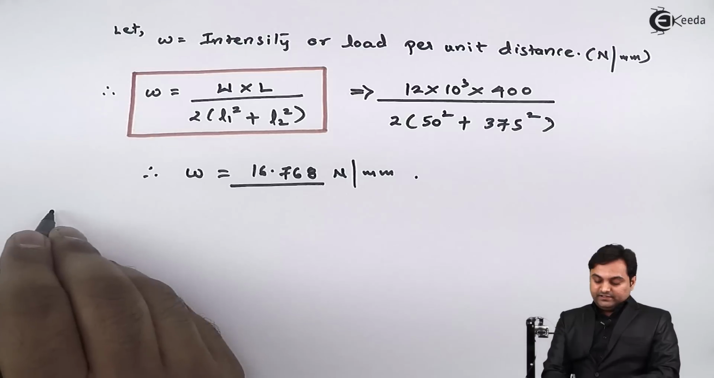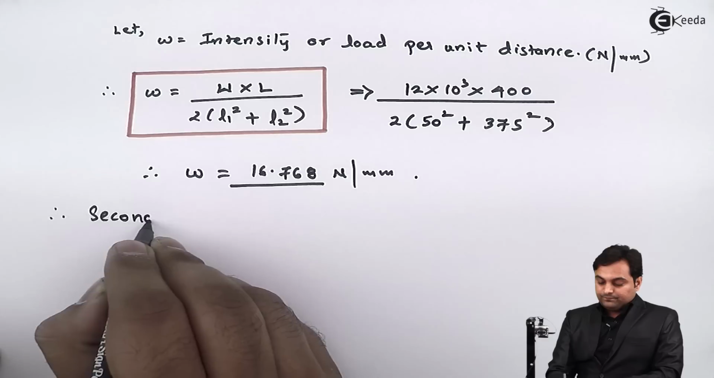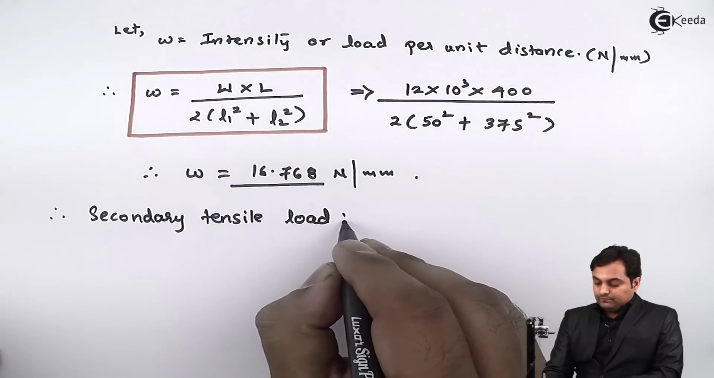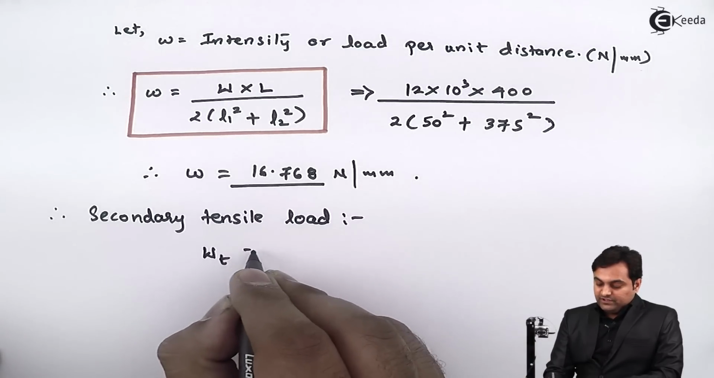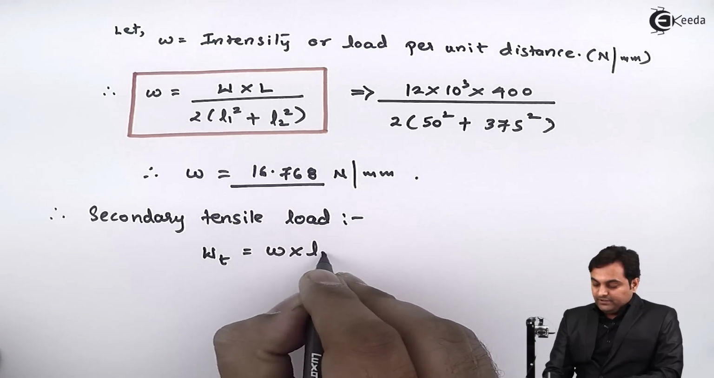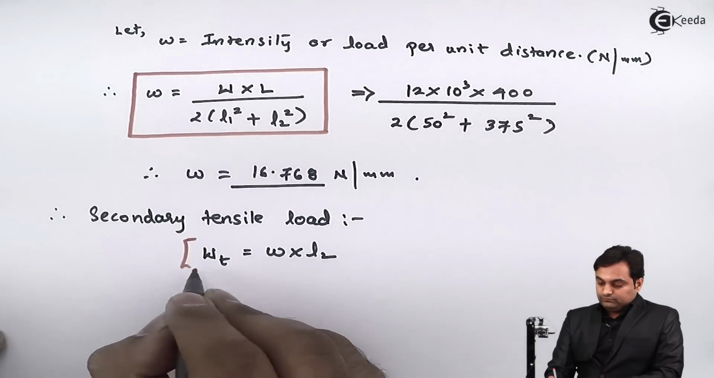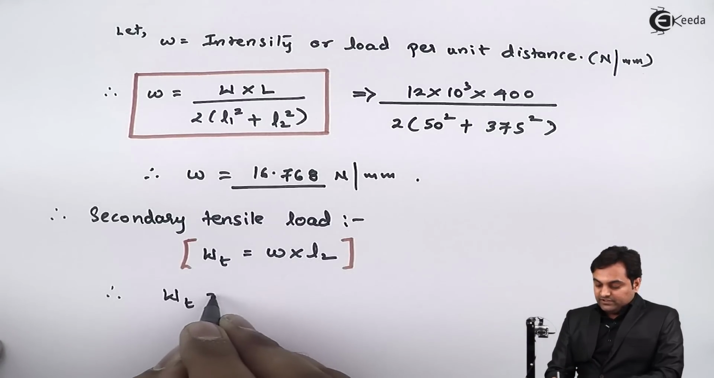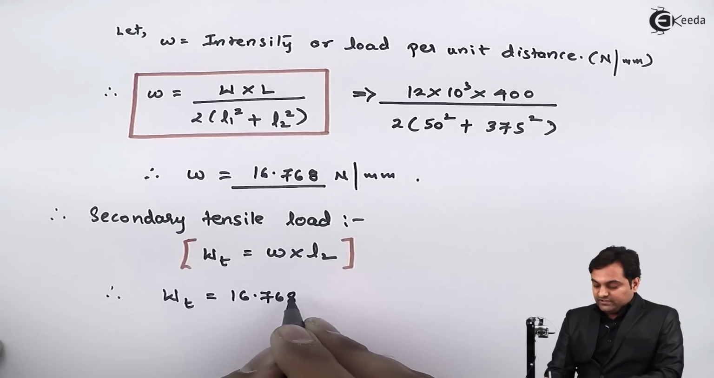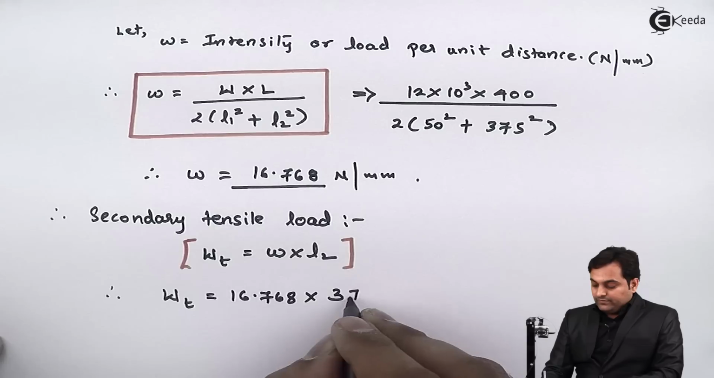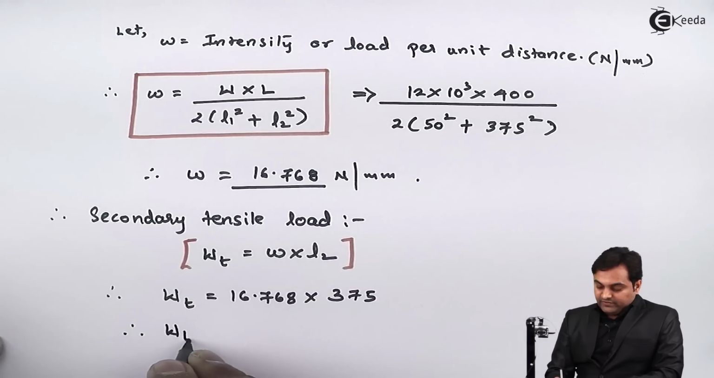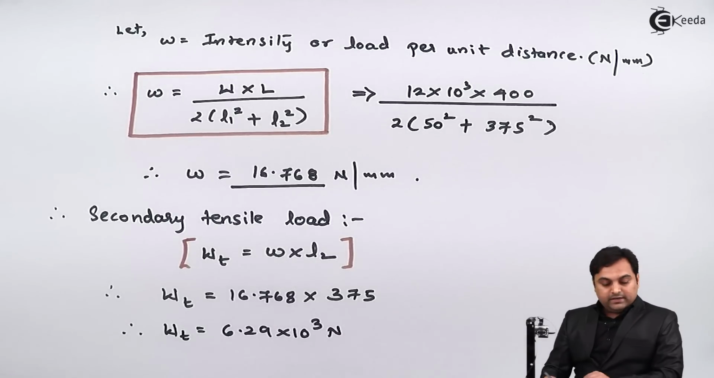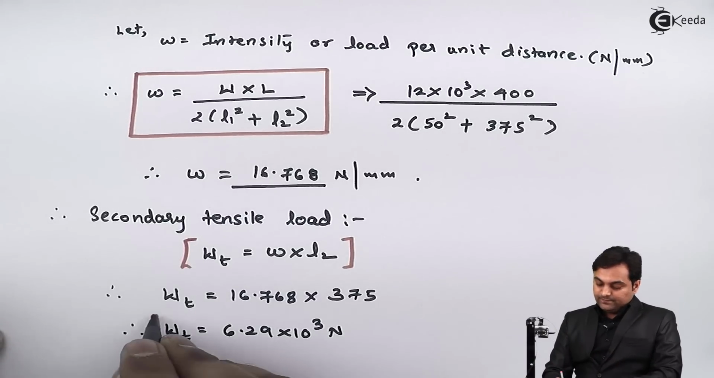So after this I'll say that therefore secondary tensile load W suffix T is equal to small w multiplied by L2. So hence W suffix T is equal to 16.768 multiplied by L2, which is 375. So I get the value of secondary tensile load as 6.29 into 10 raised to 3 Newton. I'll keep this as equation number 2.